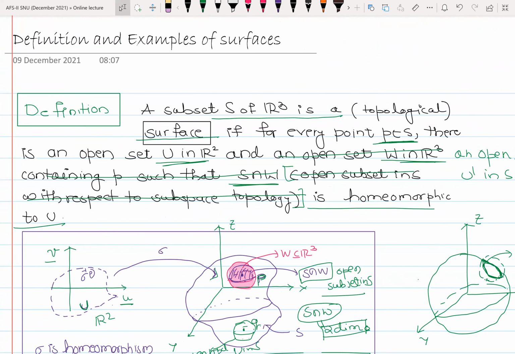You don't worry about this scribbling over here. I'll give you clean notes in which all these things won't be there.